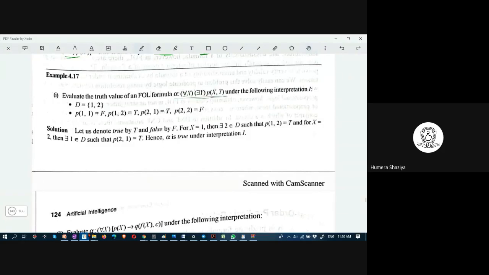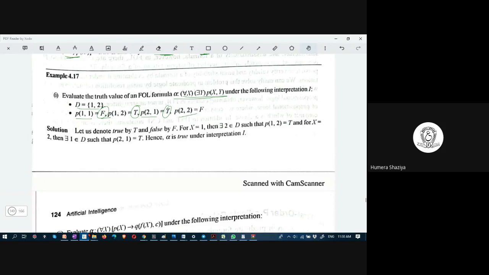Consider this FOL under the interpretation where D is 1 comma 2, which means the domain is 1 comma 2. P of 1 comma 1 is equal to F, P of 1 comma 2 is equal to T. P of 1 comma 1 is false. P of 1 comma 2 is true. P of 2 comma 1 is true. P of 2 comma 2 is false.